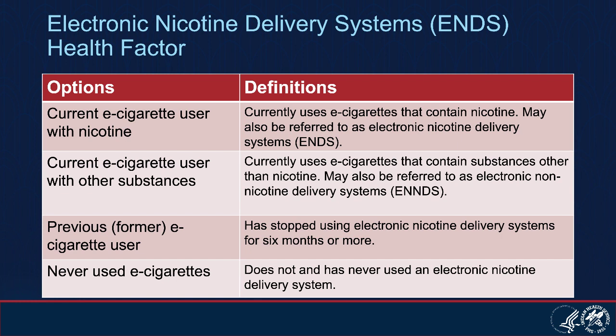Current e-cigarette with nicotine user, meaning they are currently using the devices to inhale nicotine. Current e-cigarette with other substances user, meaning they are currently using the devices to inhale substances other than nicotine. Previous user is someone who used e-cigarettes in the past but has quit. Never used e-cigarettes refers to a patient who has never used one of the e-cigarette devices.